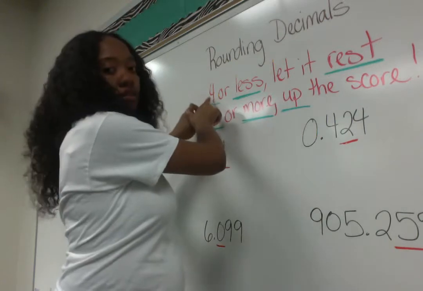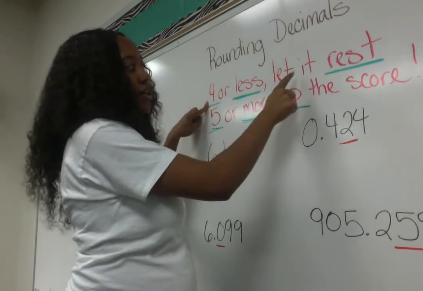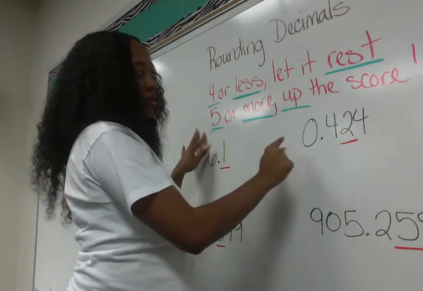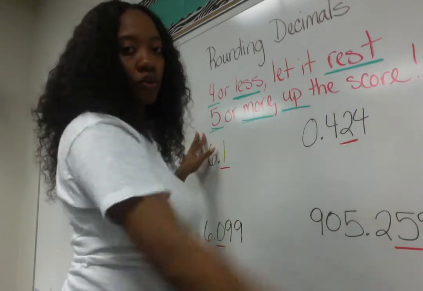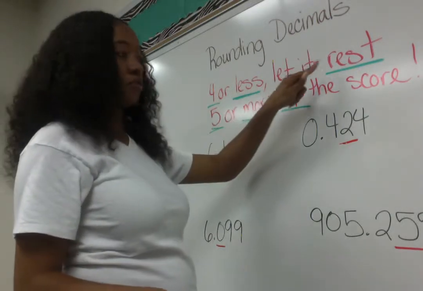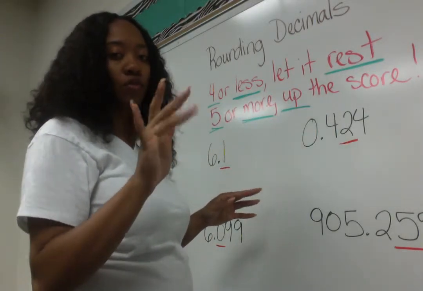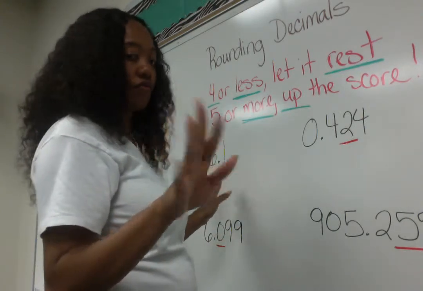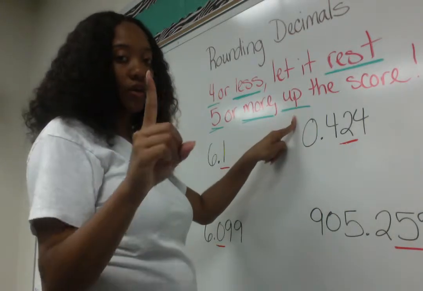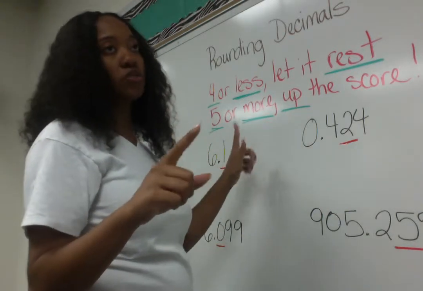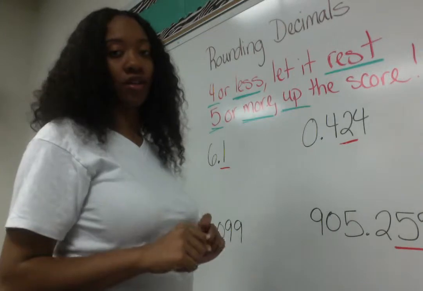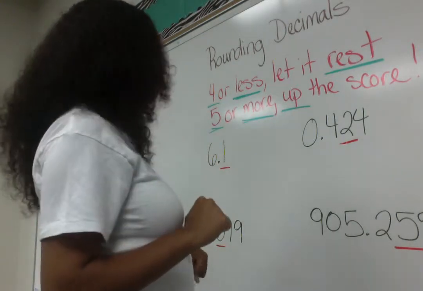First thing you're going to write is, 4 or less, let it rest. 5 or more, you're going to up the score. The key things to remember in this are 4, less, rest. That means if it's 4, 3, 2, 1, 0, leave it alone. If it's 5 or more, take it up. You only take it up one number. So if it was a 5, it goes to 6. If it was 6, it goes to 7, and so on till you get to 9. 9 goes back down to 0.